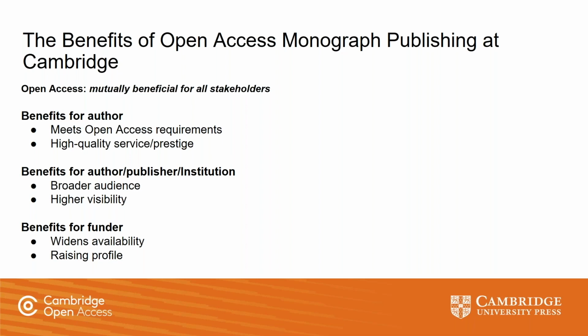The benefit for our authors is that you get to meet the open access requirements of the institution or of the funder, while still benefiting from the high quality service and prestige associated with publishing at Cambridge. For us as a publisher, as well as for the author, an open access publication has higher visibility than a traditionally published monograph, and in turn a broader audience. And the benefit for the funder is that this increased visibility also raises their profile.